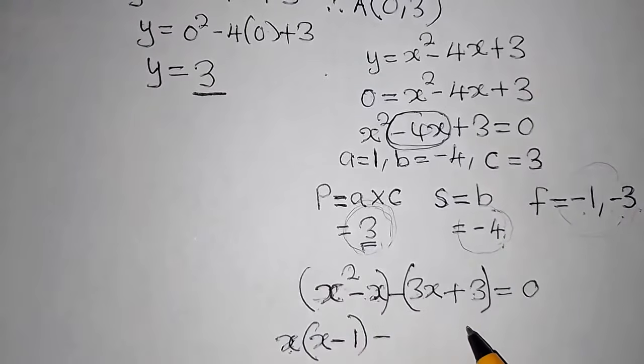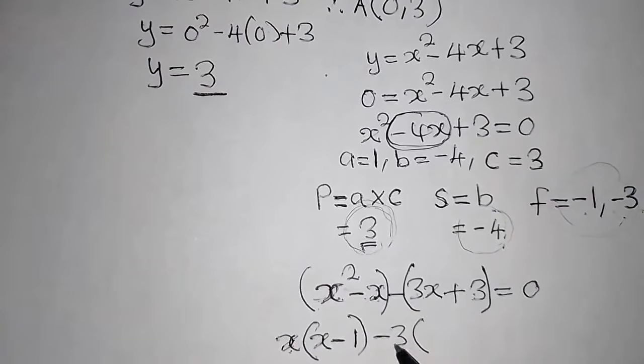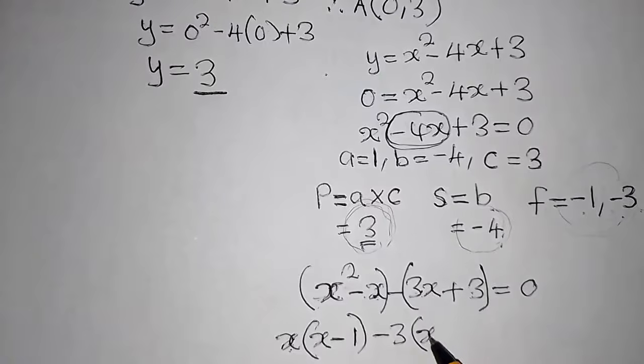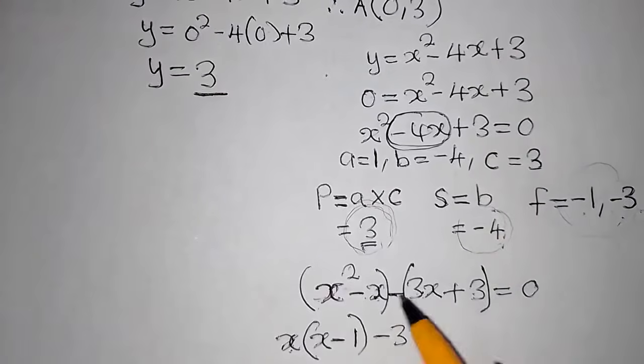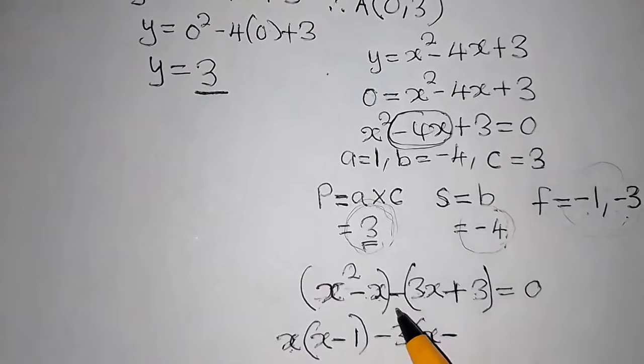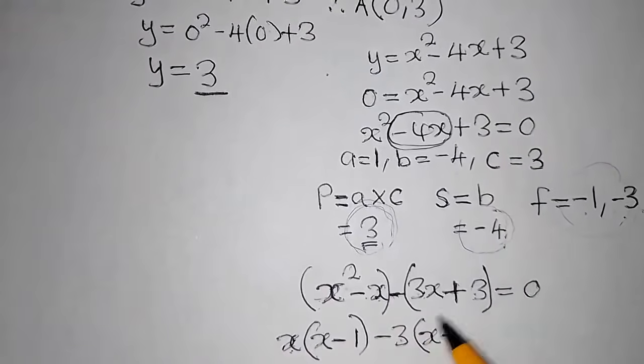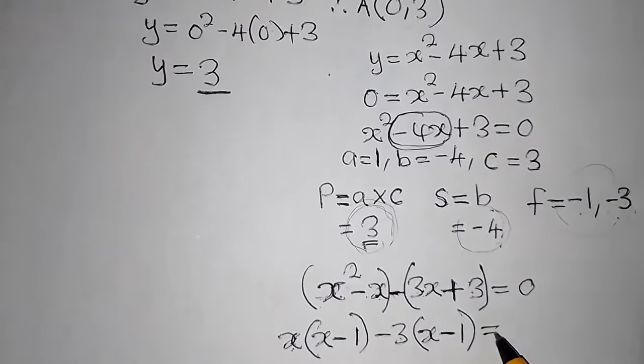A letter? No letter is common. Which number is common? It is 3. You do this. 3 into 3x. 3 cancelled. You're going to remain with x. Negative times positive. It is negative. Have you seen? Negative times positive, it is negative. Then 3 into 3, it is 1. Like this, you say equal to 0.